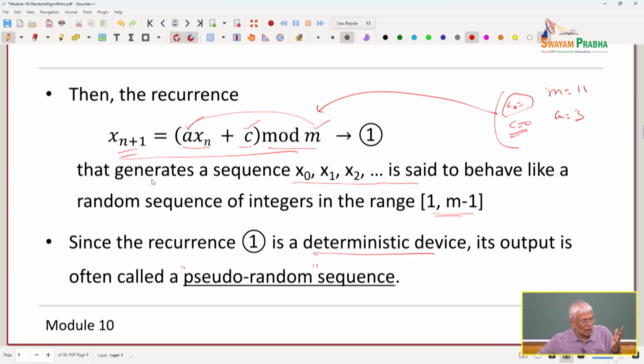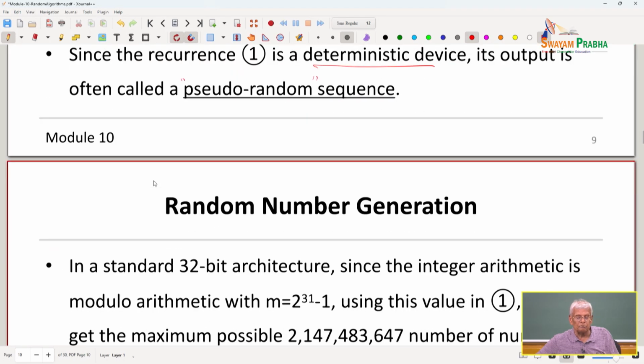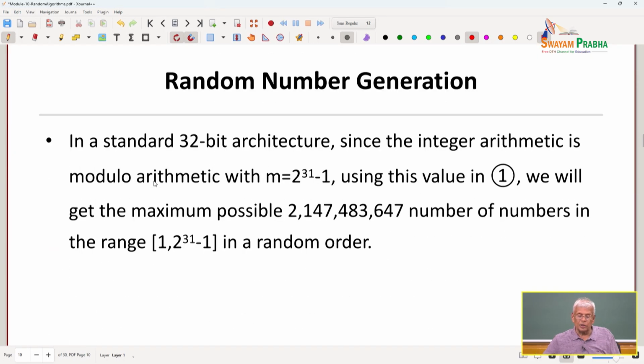Since we need a larger number of random integers available for our calculations, we are going to give up the true random to settle for pseudo-random. We are able to compute them. So on a 32-bit machine architecture, m is 2 to the power of 31 minus 1. Using this in 1, what is the maximum possible value of 2 to 31 minus 1? It is this number: 1, 2, 3, 4, 5, 6, 7, 8, 9, 10. This 10-digit number.